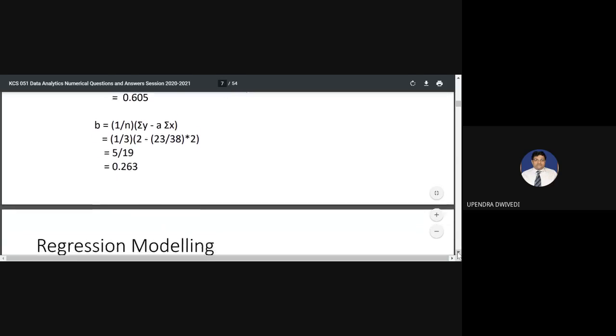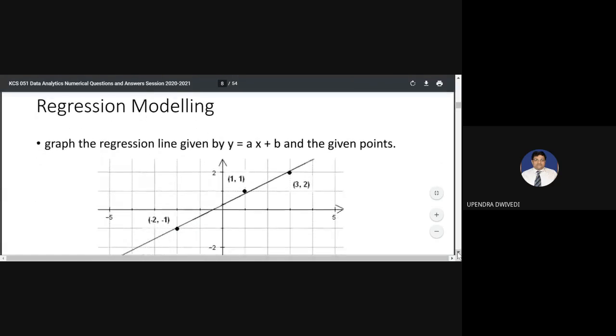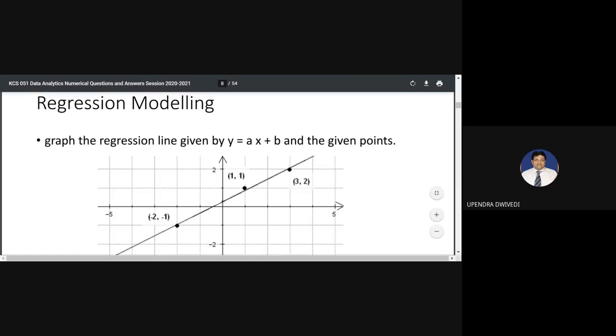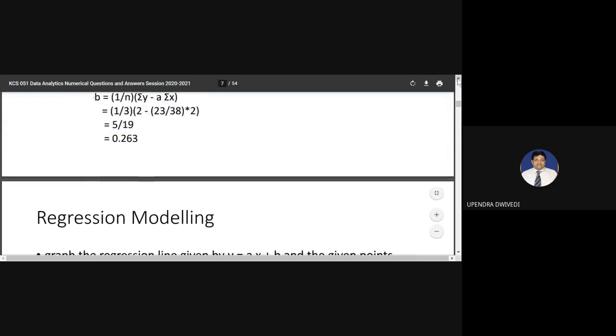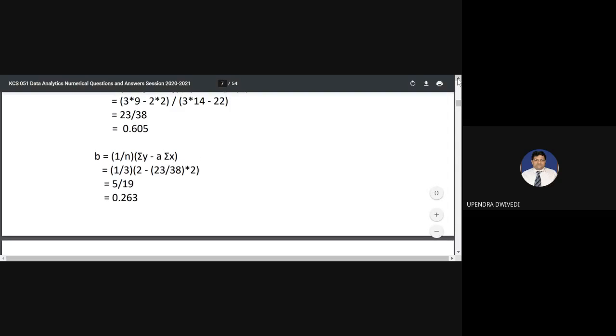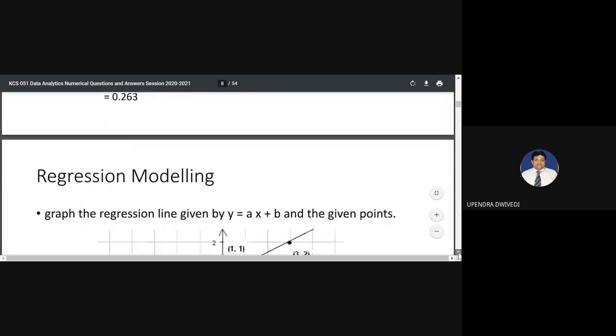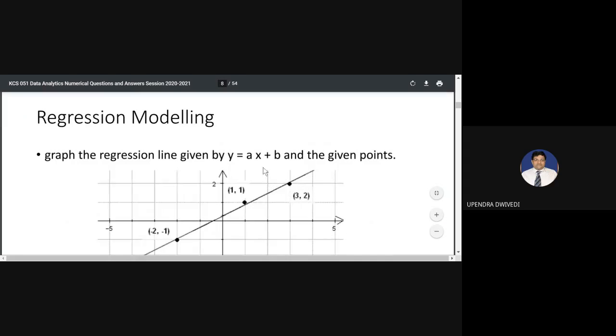Now we have a and b, so we have to find our line. Our line will be y equal to ax plus b. The value of a is 0.605 and the value of b is 0.263. So the whole equation will be y equal to 0.605x plus 0.263 and so on.